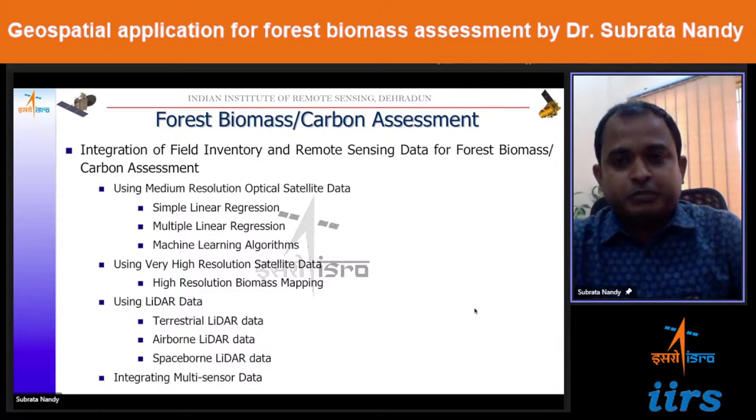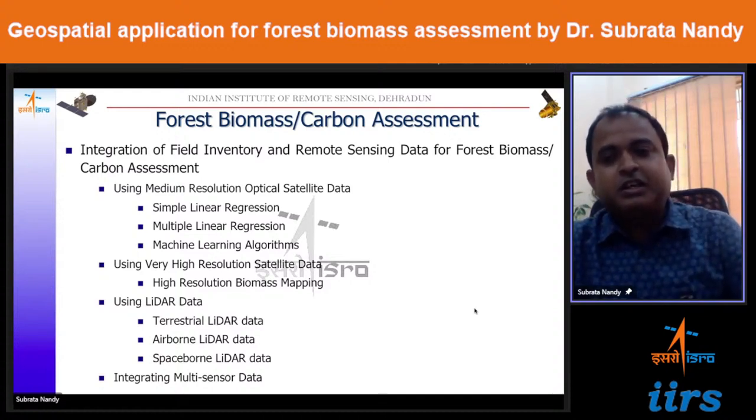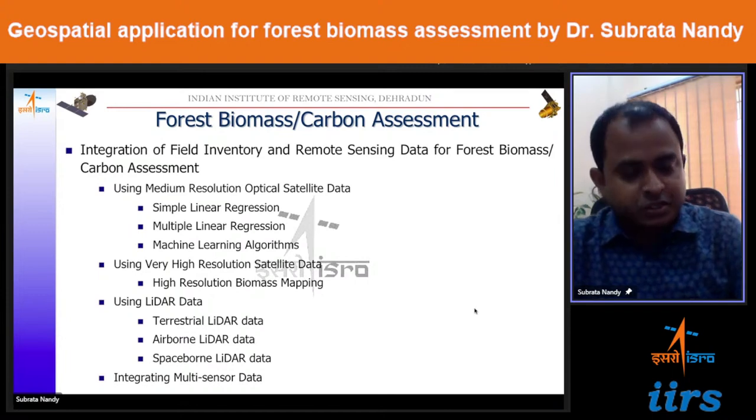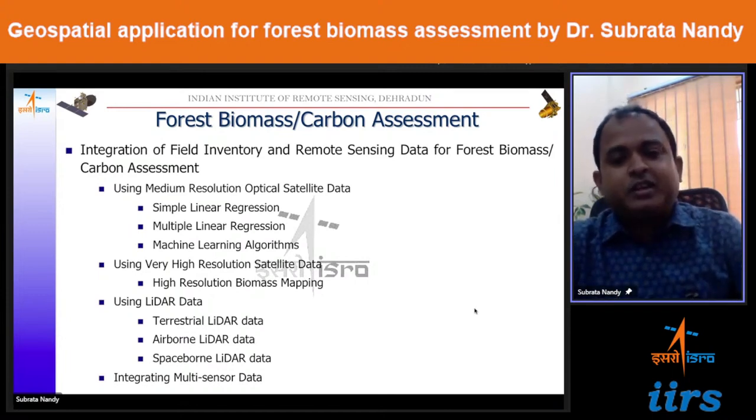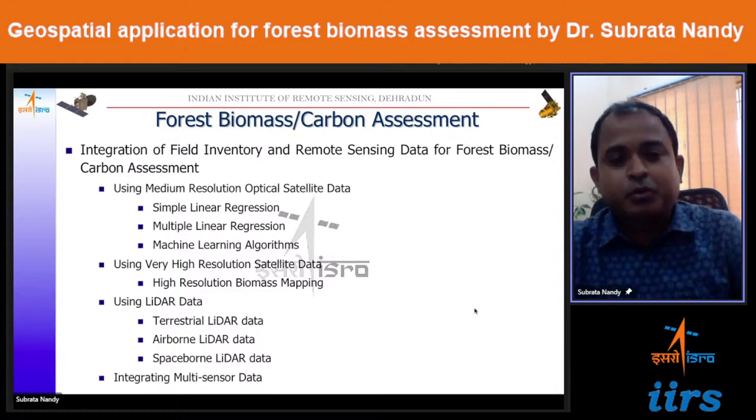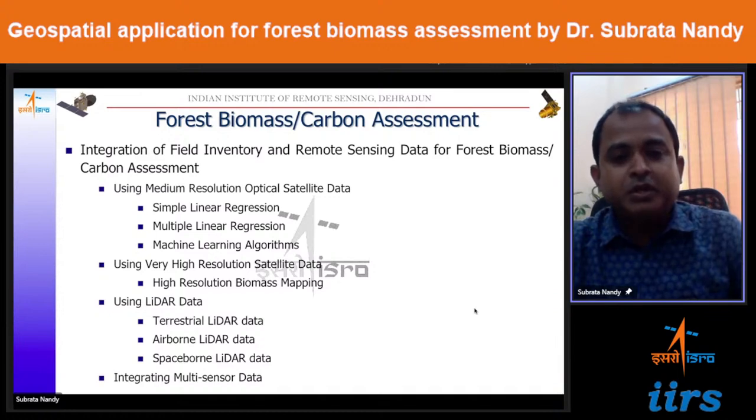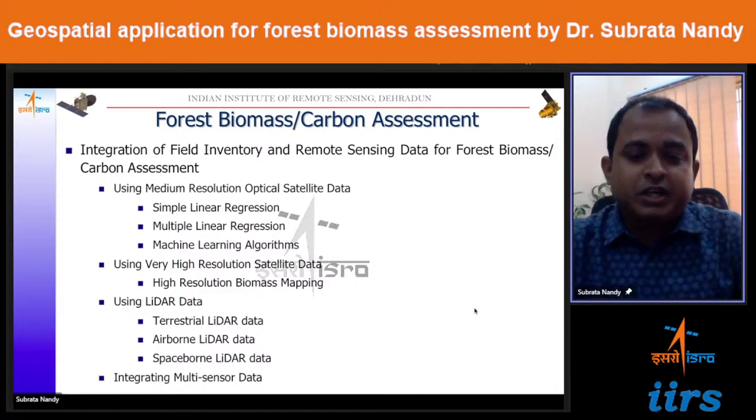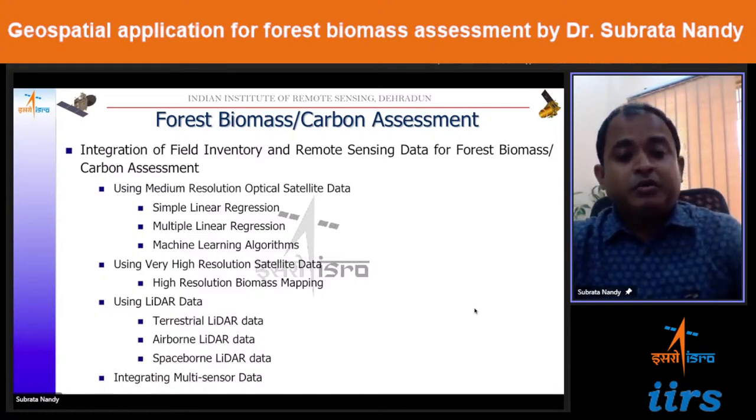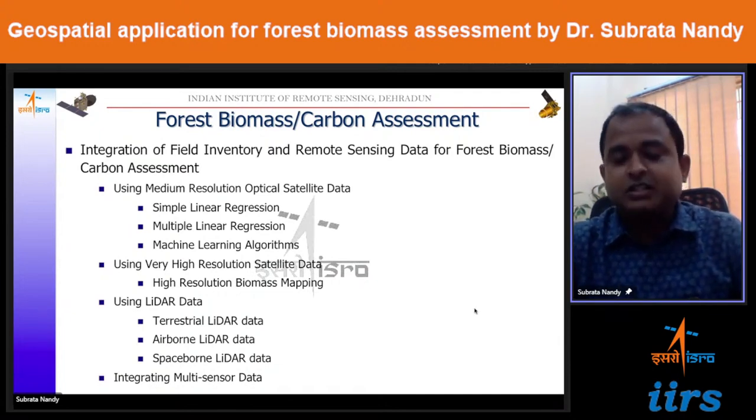When you talk of forest biomass and carbon assessment using remote sensing data, basically we integrate field inventory data with the remote sensing data derived variables. For doing that, there are different approaches. Here I'll be discussing how medium resolution optical satellite data can be utilized, how very high resolution satellite data can be utilized, how active remote sensing data like lidar can be utilized, and how integration of multi-sensor data can be utilized for forest biomass and carbon assessment.